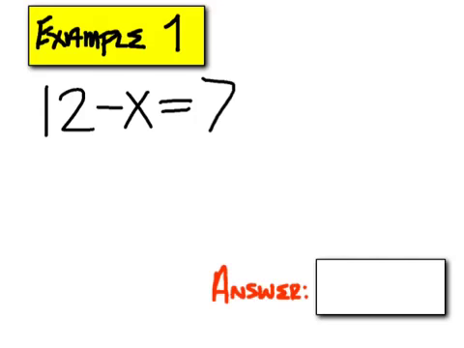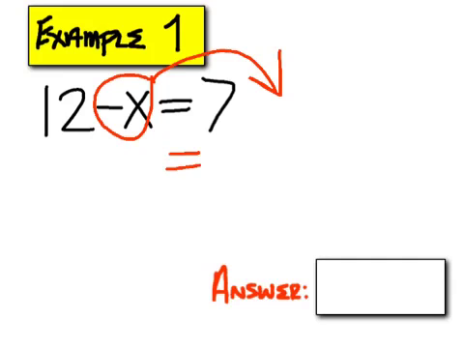Okay, so for our first example, we have 12 minus x is equal to 7. We have a negative x, so that means we're going to have to change sides. It's going to have to go to the opposite side to make it positive. So on the left side, we have 12. On the right side, we have 7 plus x.